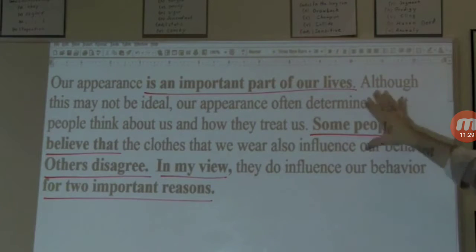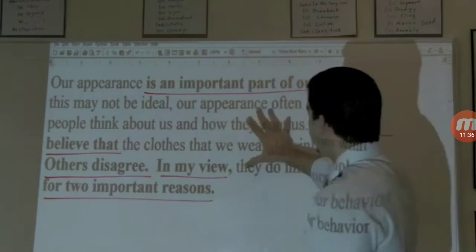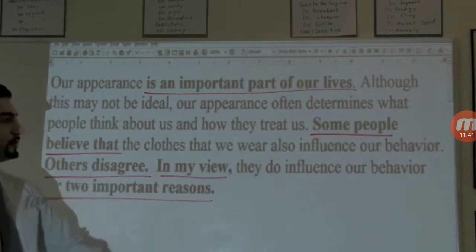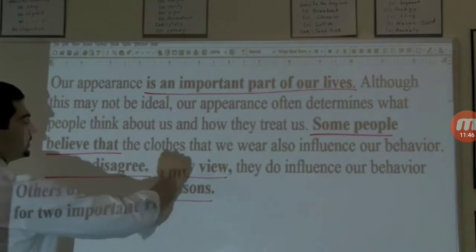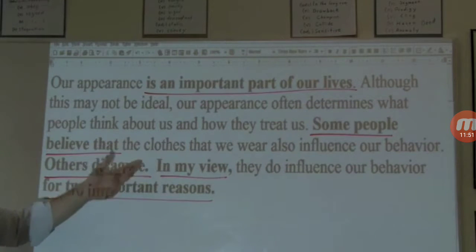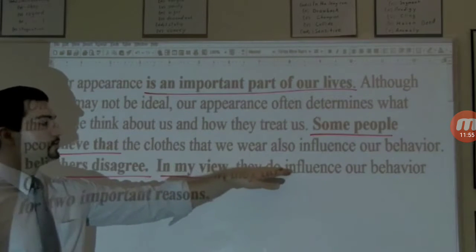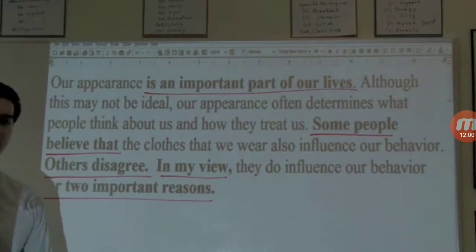So, 4 general steps that you see here, nice and clear, 4 minutes, and make sure, here you can run into repetition. Some people say that the clothes that we wear also influence our behavior. Others disagree. Don't restate others disagree with this idea that the clothes that we wear also influence our behavior. It's too repetitive. Just 2 words. That's it. That way you can give your opinion and repeat the idea a little bit. Don't forget to use pronouns when you can to avoid repetition. And that's an example of our introduction.